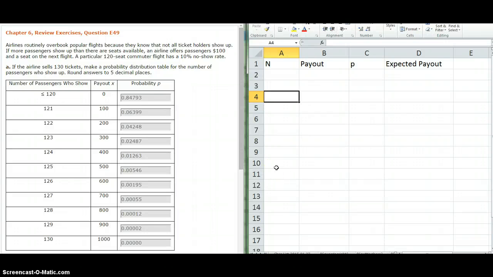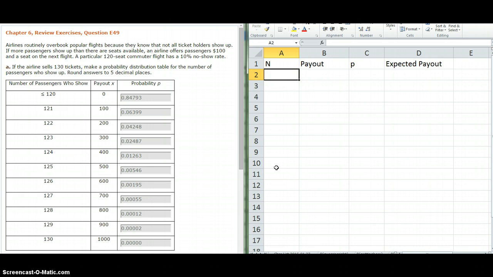Okay, we have Chapter 6 review exercises, question E49, and I try to avoid questions that involve a lot of calculations. However, this one is pretty interesting. If you've wondered how the bumping system actually works and why airplanes overbook, this gives a pretty good illustration of why it might be a good idea for them.